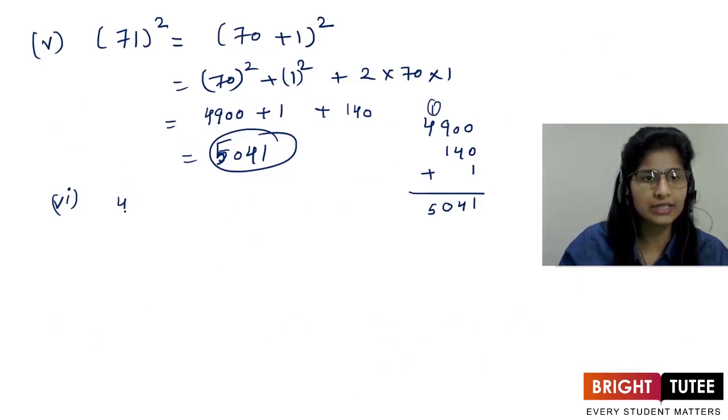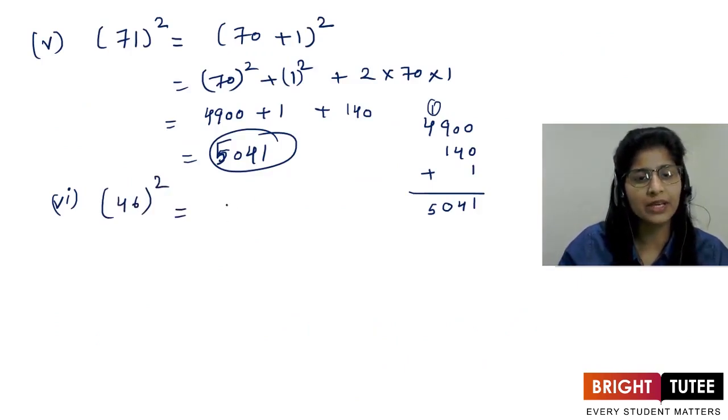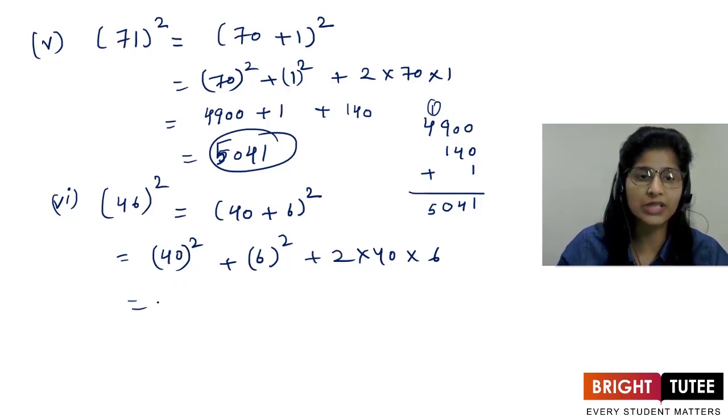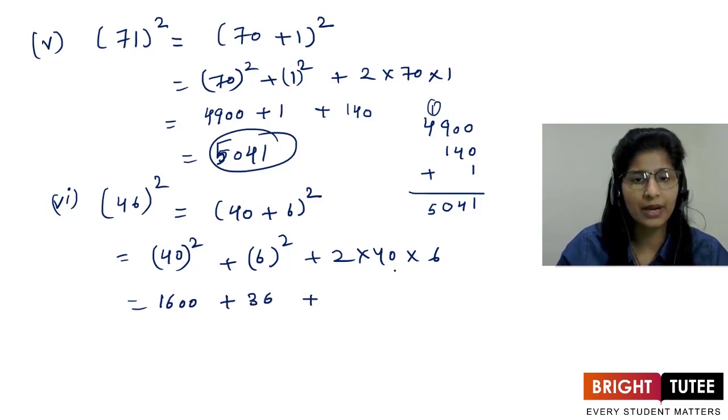So 46 whole square can be written as (40 plus 6) whole square. So we get 40 square plus 6 square plus 2 into 40 into 6. So just see 40 square, 4 fours are 16, 1600, plus 36, plus 6 twos are 12, 12 fours are 48, and this 0 is here.